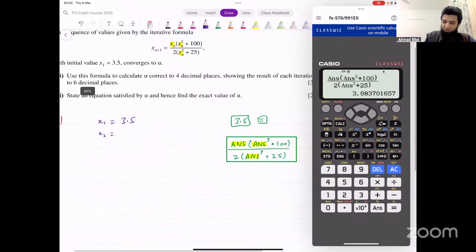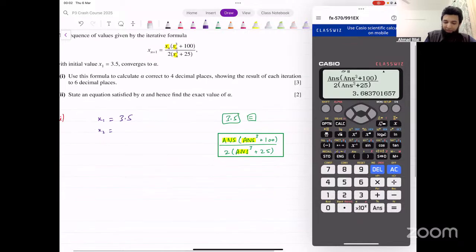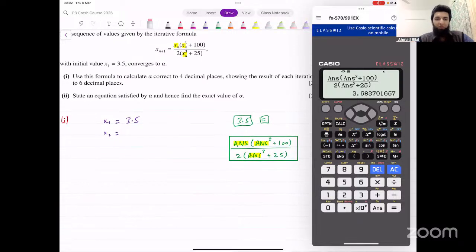They want us to show the result of each iteration to 6 decimal places. Now, it's going to be one of the easiest questions in the exam. This part specifically, where you have to use an iterative formula to find a solution. It'll be at least 3 marks, sometimes 4 marks. These are free marks in paper 3. Easiest marks in paper 3. Apart from the modulus inequality question, that's also fairly easy. It's also easy 3-4 marks.